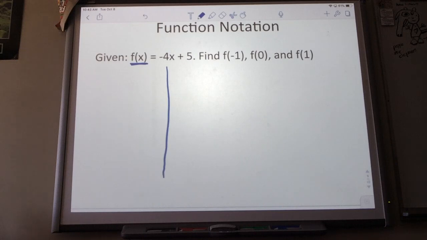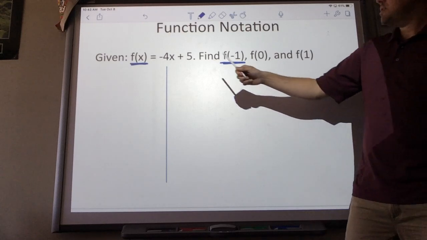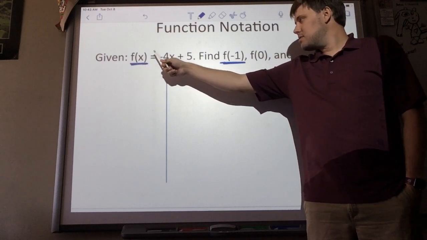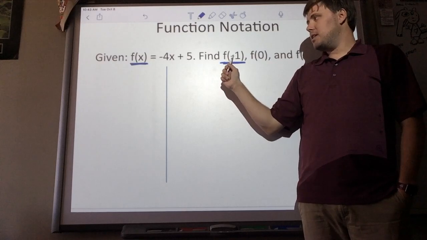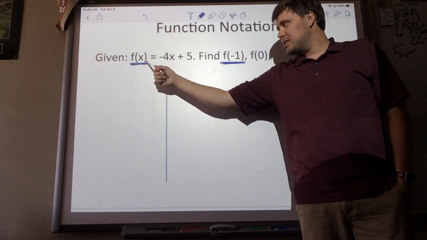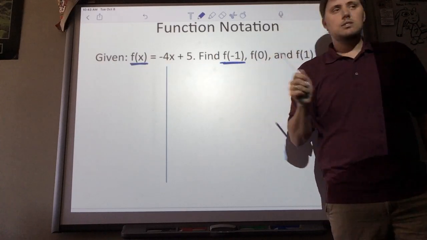So for our first problem, it says f of negative 1 right here. Okay, between the two things I underlined, what changed? The x changed to a what? Okay, so same thing over here. We're going to change our x to a negative 1. So down here, write this exact same thing, but change all your x's to negative 1s.